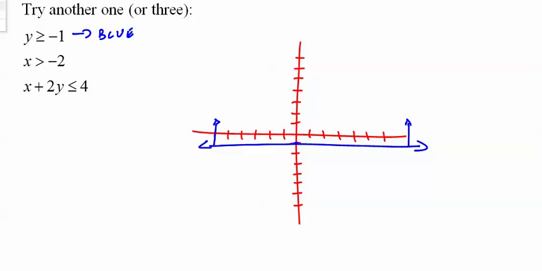And let's go with orange for the fun of it. X is greater than negative 2. 1, 2, negative 2. Dotted in. Arrows this way. And this one I cannot graph right now because it's not in a nice, easy form that I know how to graph it.